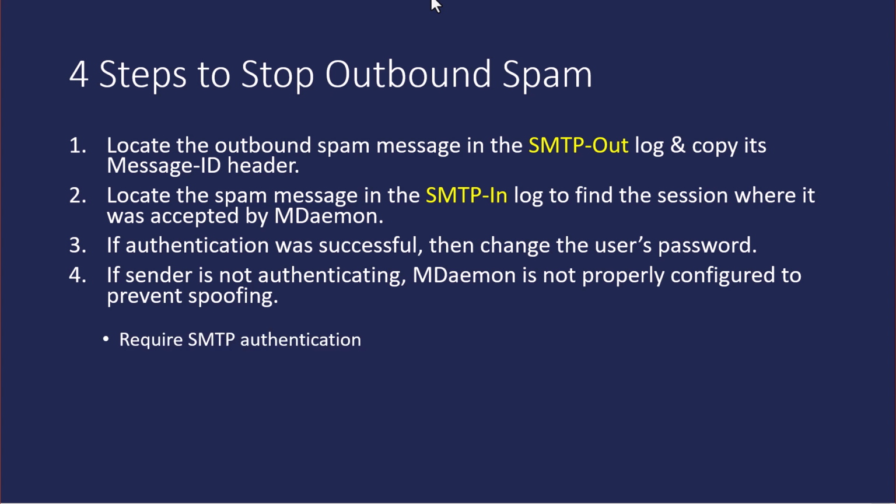And to configure MDaemon to prevent spoofing, we need to configure a few things. We need to require SMTP authentication so that users who send outbound mail are authenticating with a username and password. We need to configure the IP shield to ensure that messages claiming to come from your domain must have come from an authorized IP address or a range of IP addresses unless SMTP authentication is used. And then also configure SPF, DKIM, and DMARC to further protect your domain from outbound spoofing. So let's talk about these steps in a little bit more detail.